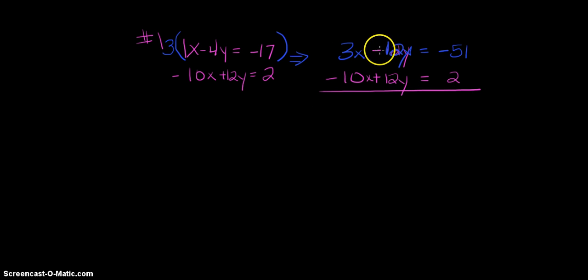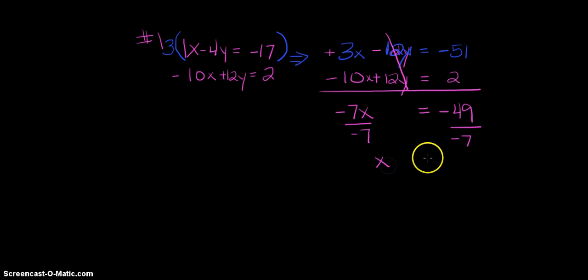Okay, and then I've got that negative 12y plus 12y. It's eliminated. Then I have 3x. Now this is a positive here. When there's no sign, it means it's positive. Positive 3x minus 10x gives me a negative 7x equals, and then negative 51 plus 2 gives me a negative 49. And then I just solve this equation. I'm going to divide by negative 7, and x equals a positive 7. Okay? So now I found my x, and now I'm going to choose to find my y.